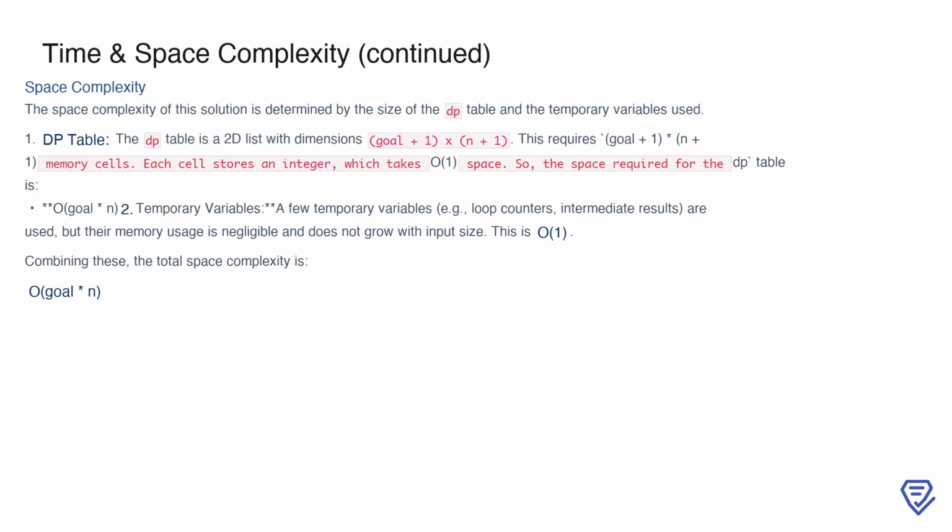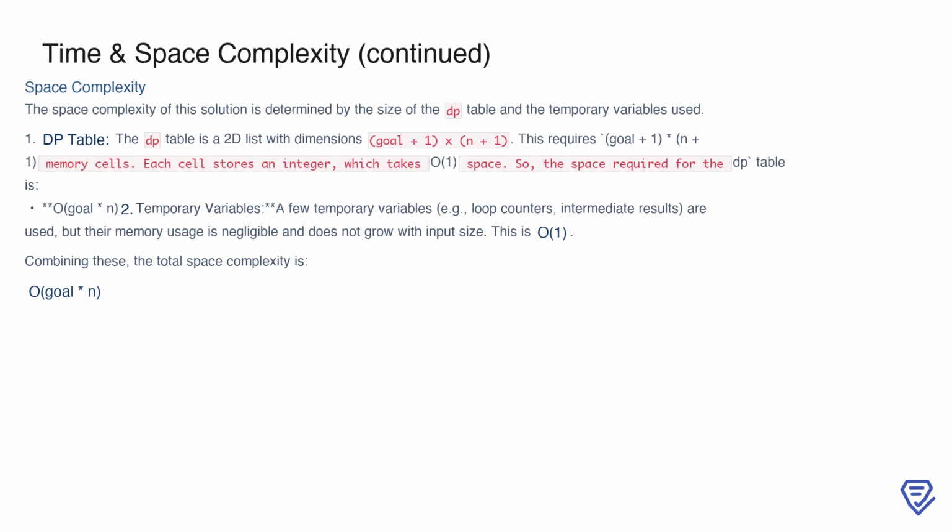Now, for the space complexity, we look at the main contributors, the dynamic programming table and temporary variables. The DP table is a two-dimensional structure with dimensions goal plus 1 by n plus 1. This means it requires memory proportional to the product of goal plus 1 and n plus 1, with each cell storing an integer that takes constant space, or O(1). Therefore, the memory used by the DP table is O(goal * n).